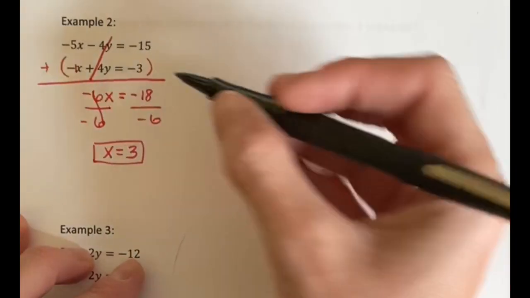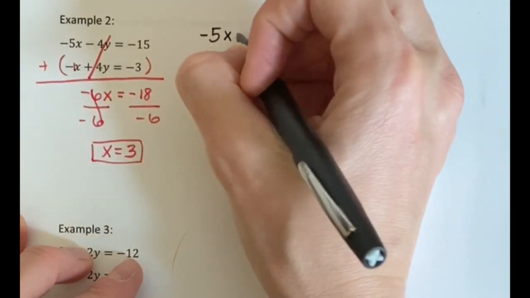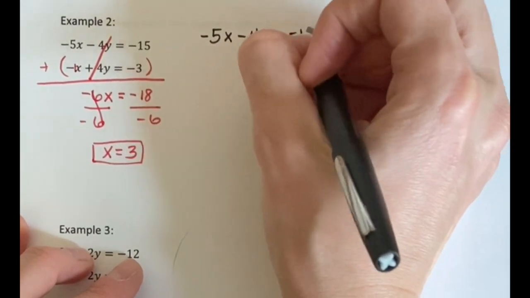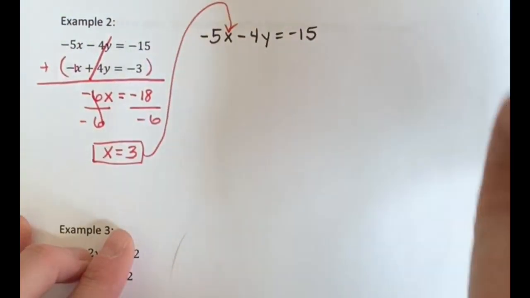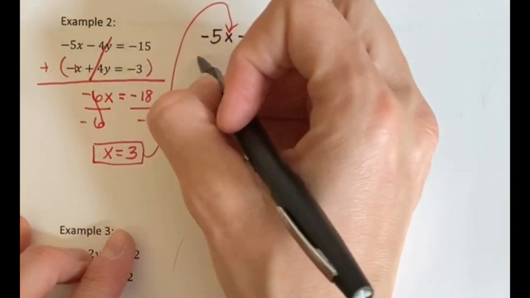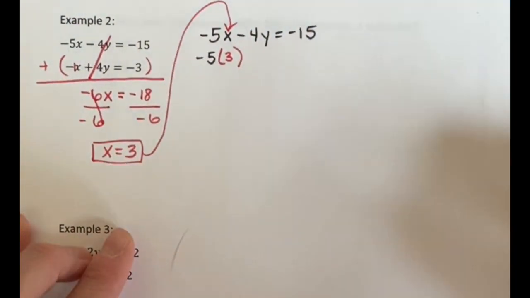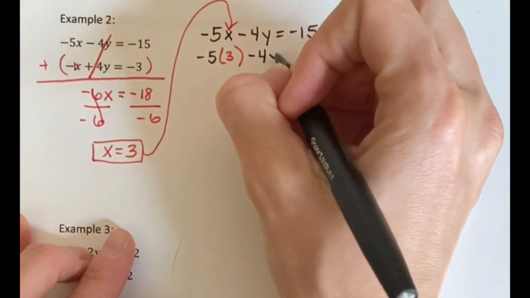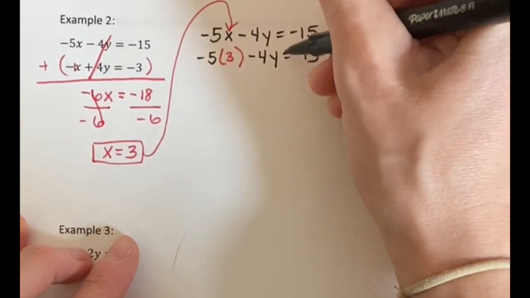Then we need to solve for y, so we're going to pick one of those equations. So I'm going to pick the first equation, negative 5x minus 4y equals negative 15. I know x equals 3, so everywhere in my equation, I'm going to replace my x with 3. So this becomes negative 5. Instead of times x, it's now times 3. Minus 4y equals negative 15. And then we're going to solve.